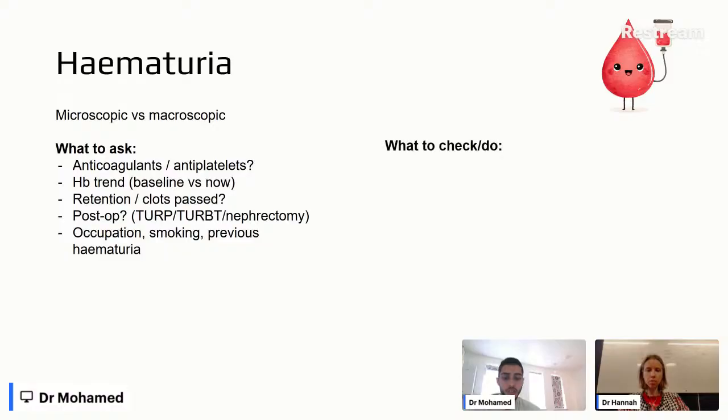Something that should be mentioned as well, you want to categorize their hematuria. So is it rosé or is it frank hematuria? Are there clots or are there not? This is something really important.